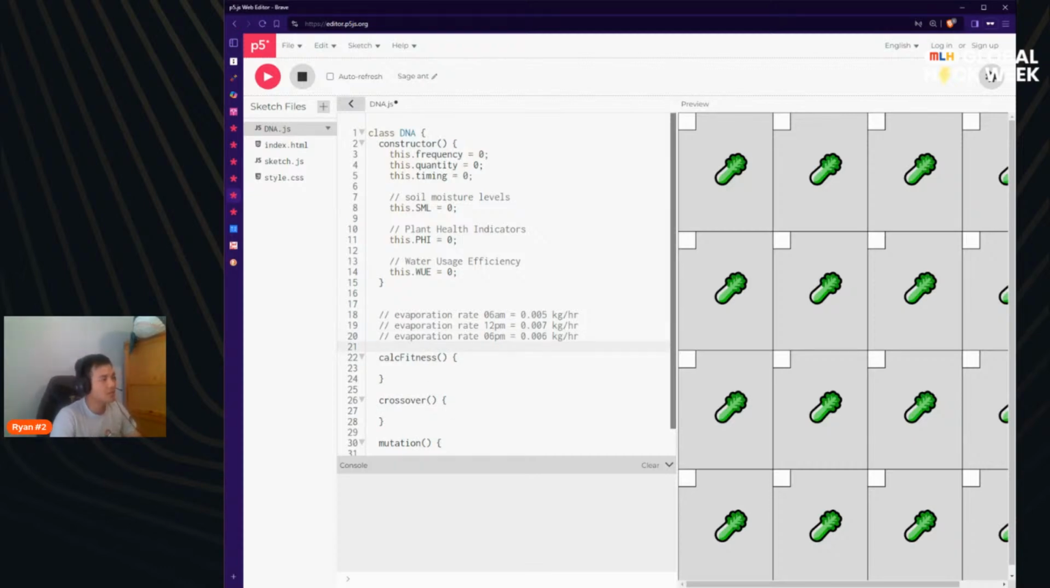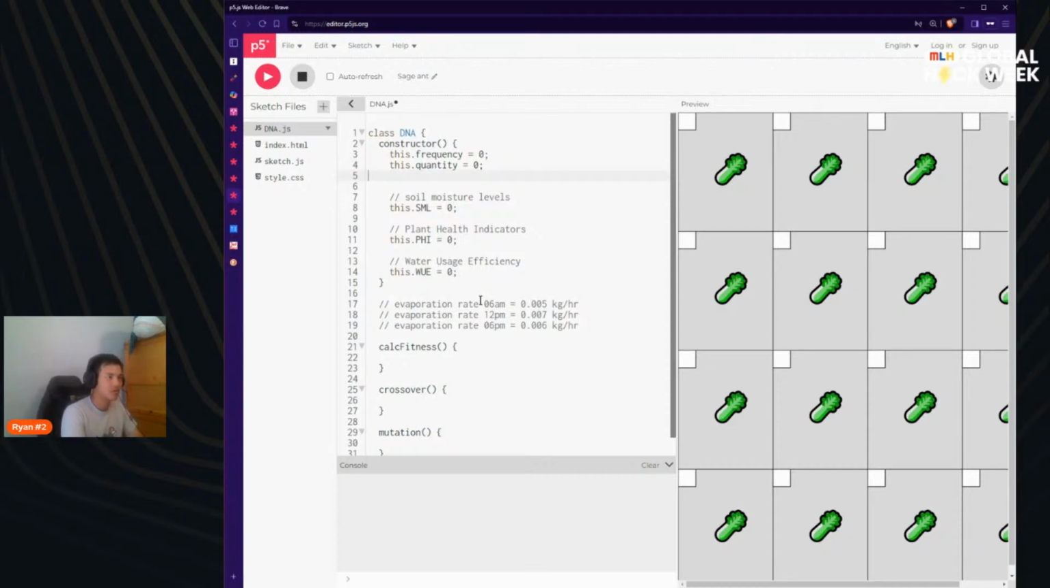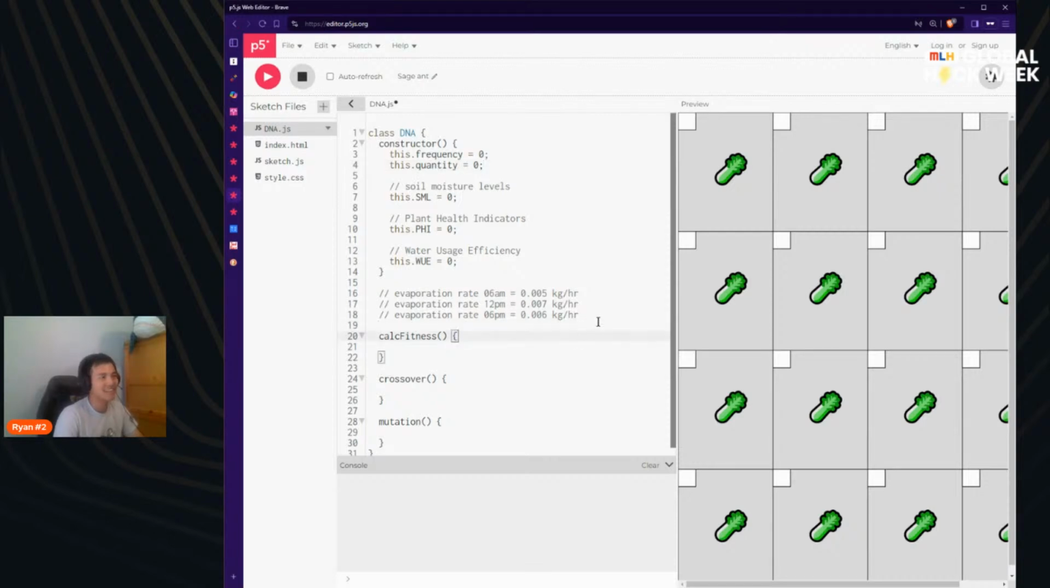Okay, so now we can model the evaporation rate of the water. We're going to probably need some sort of helper function to figure out how moist this water is going to be. Because we've got frequency, the watering, the timing, the quantity. I guess frequency and timing are going to be related, aren't they? I'm going to remove the timing from our model for now, and let's see how far we can go with the more simplified optimization problem.